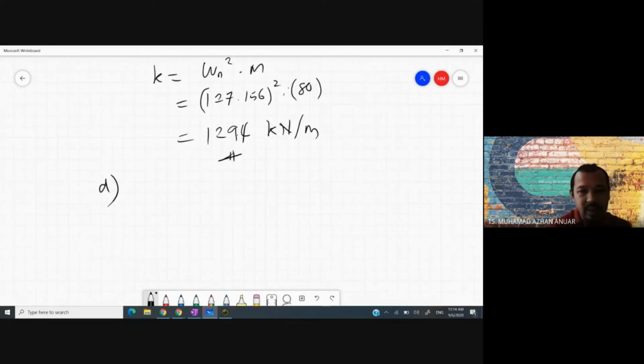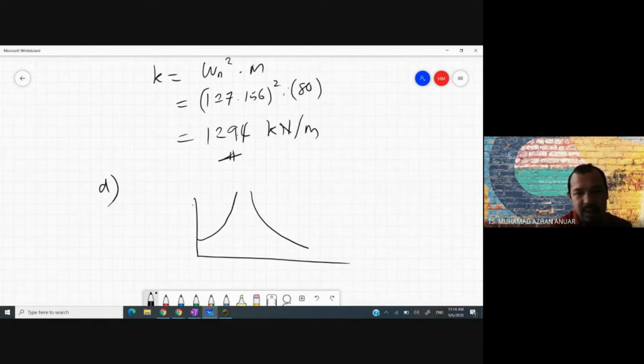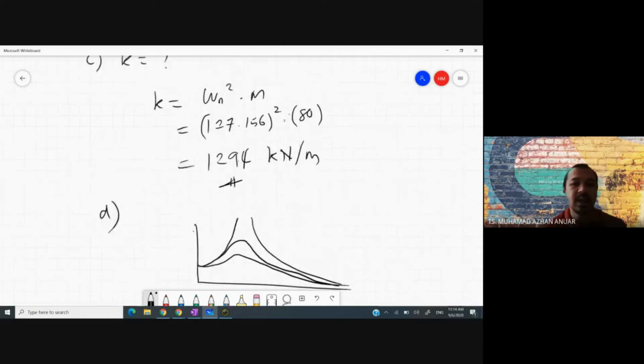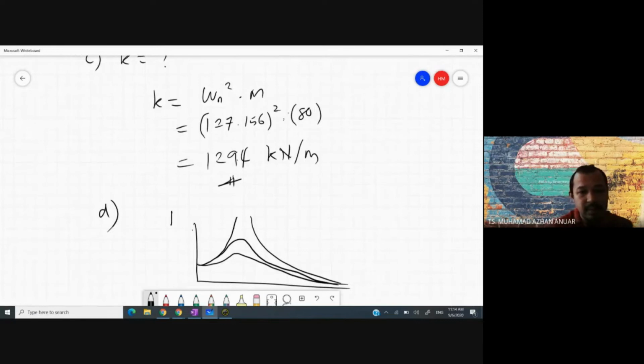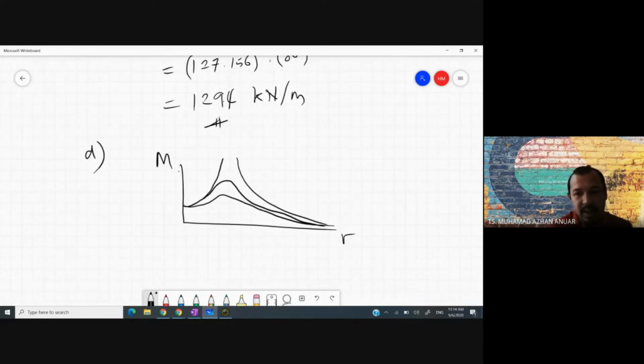So if we look at our plot there, we should start with something like this one. So you got something like that. Okay, so in order for us to improve, this is M, this is R. In order for us to improve the magnification factor here, improve this one here, what can we do?